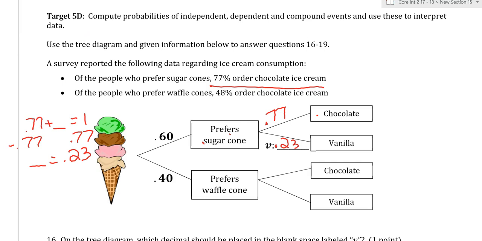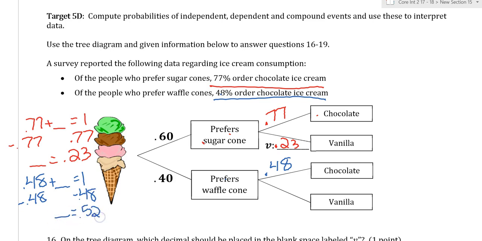48% order chocolate ice cream. So again, prefer waffle cones, order chocolate. 48% is 0.48. Again, I can fill in that bottom number. 0.48 plus some blank equals 1. So I'm going to subtract 0.48, and my blank equals 0.52.